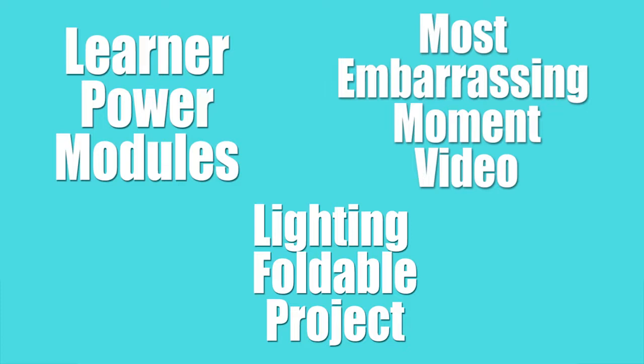So for our lighting unit, you are completing 3 projects at one time. During this time, you are going to create a schedule that is specific to you and how you plan on completing all 3 of these projects by the assigned deadline. You'll be working on your most embarrassing moment video, your lighting foldable project, and your Learner Power modules. All 3 of these projects will be due on the same day, so it's important that you think ahead now at the upcoming weeks and how you will spend your time to make sure you can get all 3 projects turned in at once. I think you guys are going to do great on this as long as you make a schedule on your pre-production and you stick to it. Good luck.